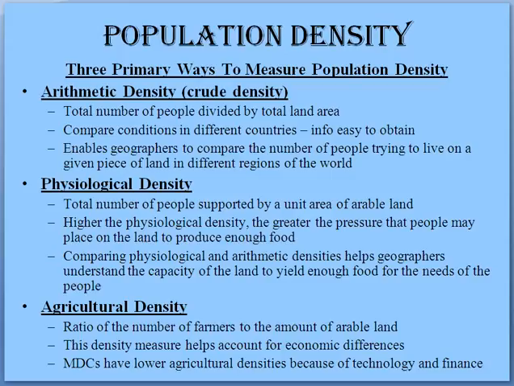Manpower. They're going to farm by hand, farming using simple tools, and thus their agricultural density is always going to be much higher. So an MDC would have a low agricultural density, whereas an LDC would have a very high agricultural density.